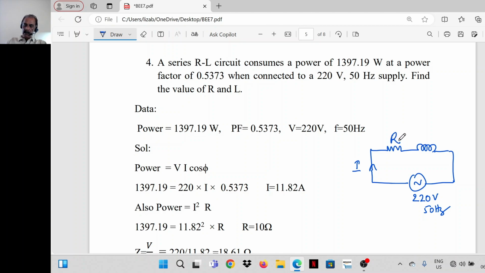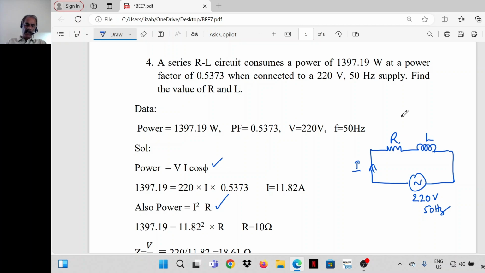This is R L. Power can be found using two equations, VI cos phi and I square R, because in this circuit there is only one resistor, and power is consumed only by resistors. Your inductor or capacitor does not consume power. So power in this circuit can be found using two equations, VI cos phi or I square R.